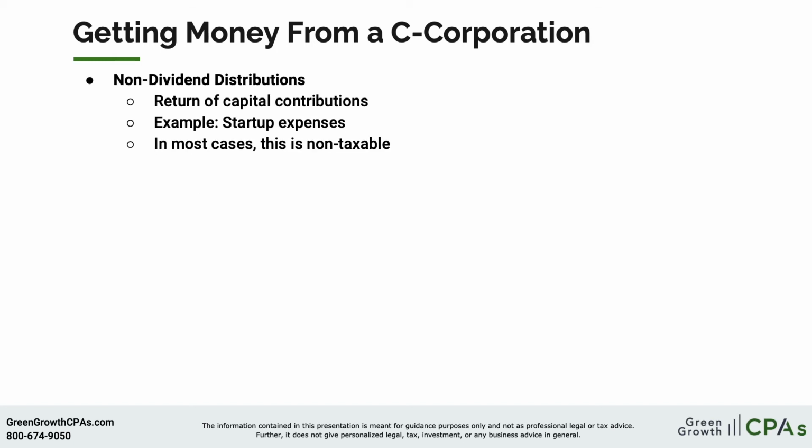Now, the next one is going to be non-dividend distributions, and these are also known as capital distributions. And this method of withdrawing money happens when the corporation refunds a portion of capital contributions shareholders have made to the company.